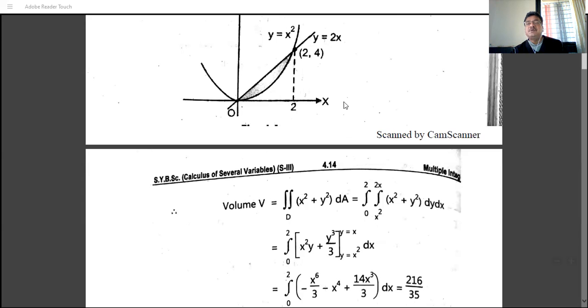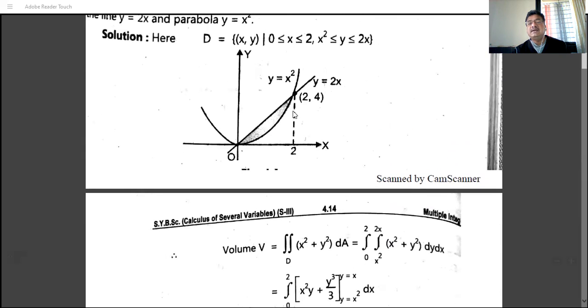So in order to integrate with respect to y first, take a strip parallel to y-axis. So right here, draw this strip parallel to y-axis, and its one end touches the line y is equal to 2x, and another end touches the parabola y is equal to x square. So from this we have y is 2x and y is x square. So limits are x square and 2x. So 2x as lower limit and x square as upper limit, or x square as lower limit and 2x as upper limit. So draw the strip parallel to y-axis here.